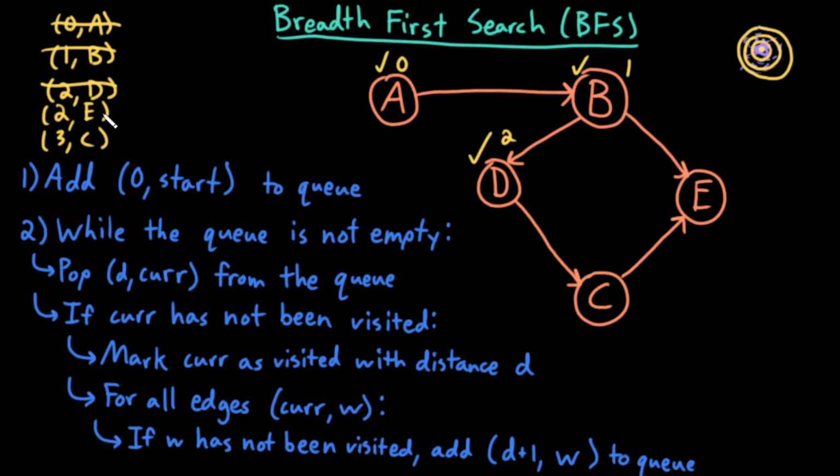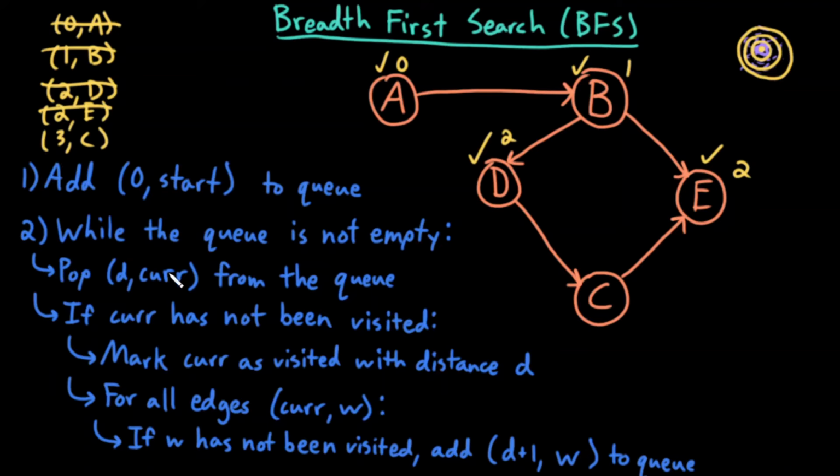While the queue is not empty, I have 2 comma E next, so I pop that off, distance 2, node E. If cur has not been visited, nope, it has not been visited, I mark it as visited, and it has distance d, which is 2. For all edges going out of my current node, well, E has no outgoing edges, so there's nothing here. E is done. While the queue is not empty, I have one more item in my queue.